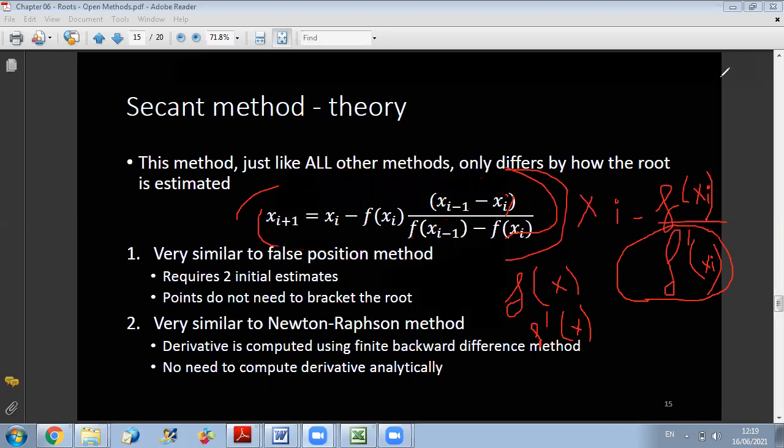Now here it's backward. Why is it backward? Because to compute f prime xi, I did not use points i plus 1 and i; I used points i and i minus 1. This is why it's called the finite backward difference method that is used, not the forward method.